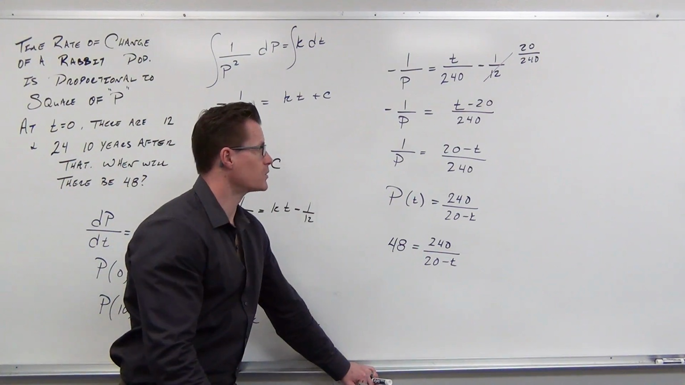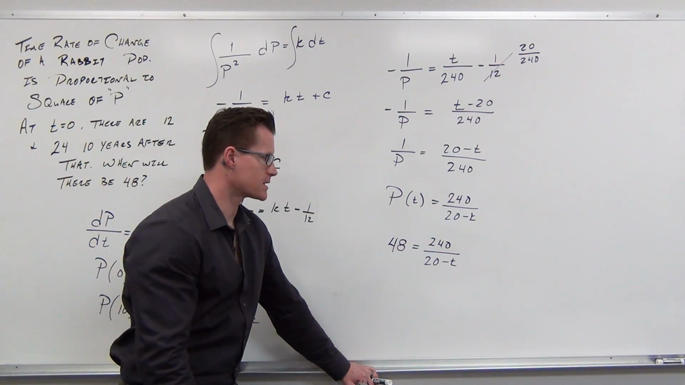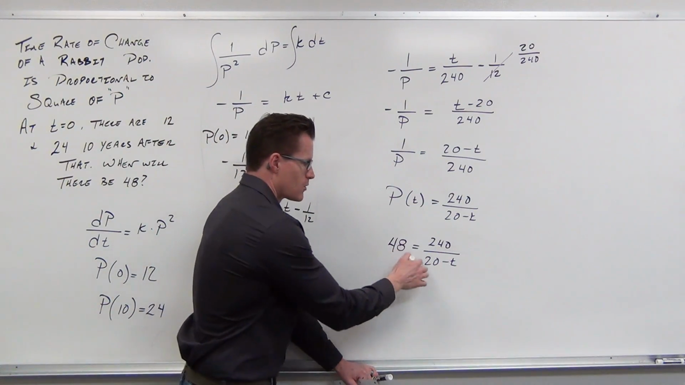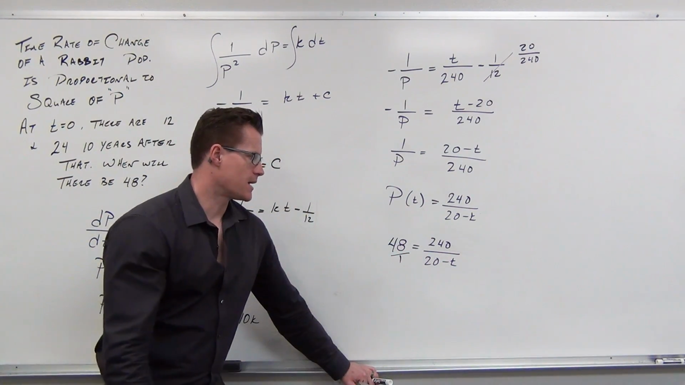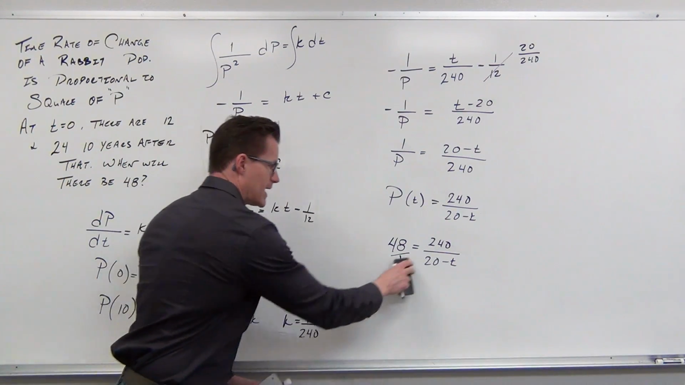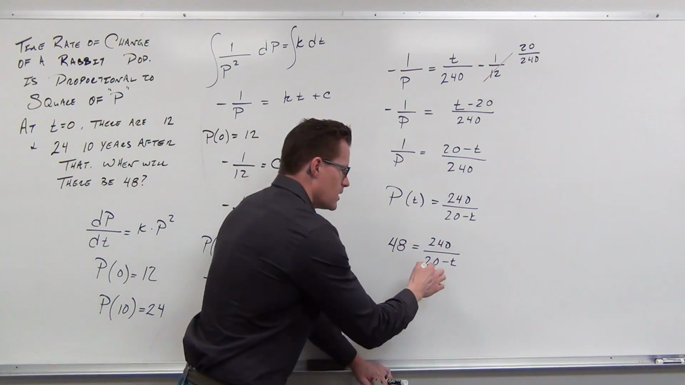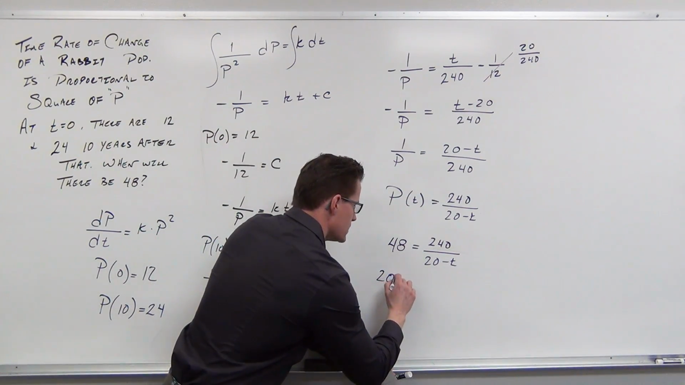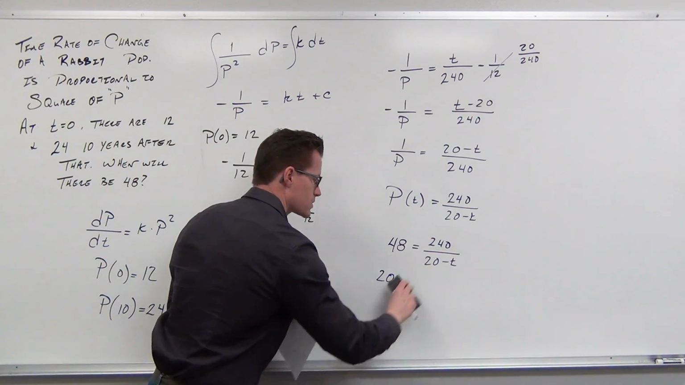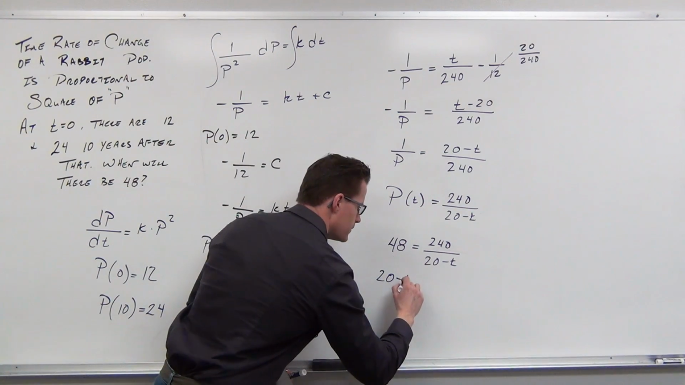So you multiply both sides by that 20 minus t and divide by 48, or if you remember, this can be used as a proportion. You can cross multiply, no problem. Me personally, I like doing that whole switcheroo thing. If you were to multiply by 20 minus t and divide by 48, you'd get 20 minus t equals 240 over 48.